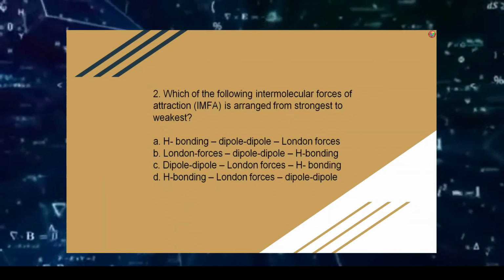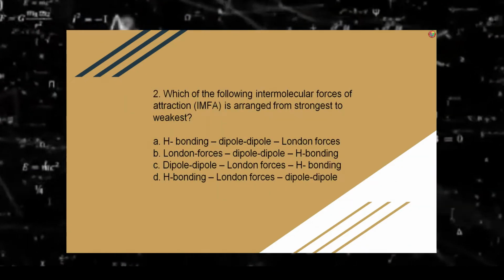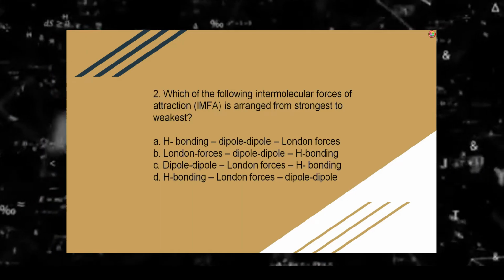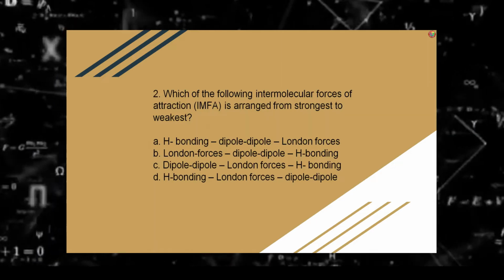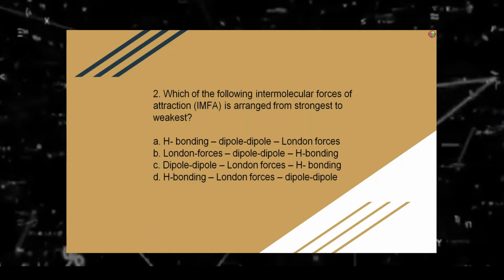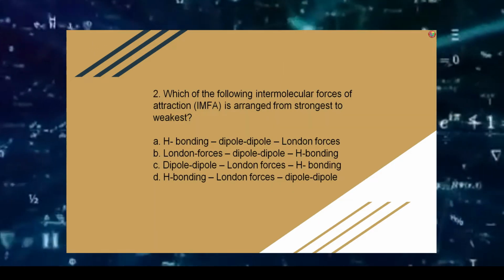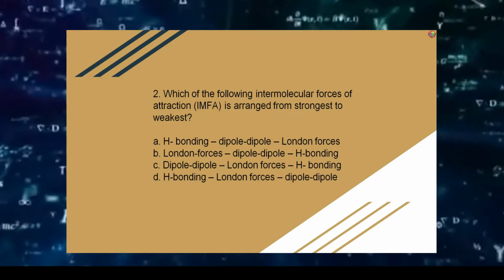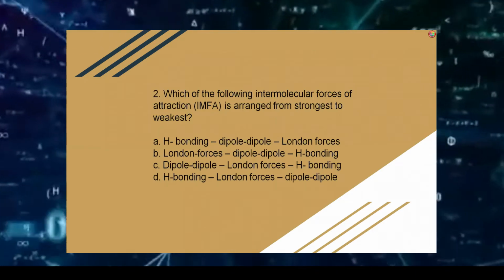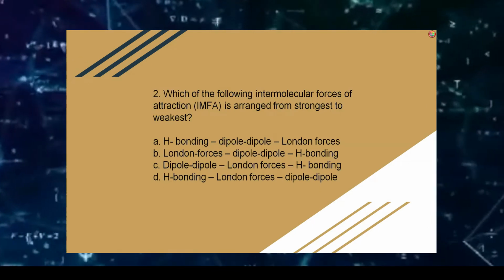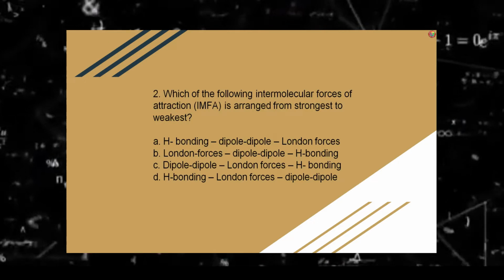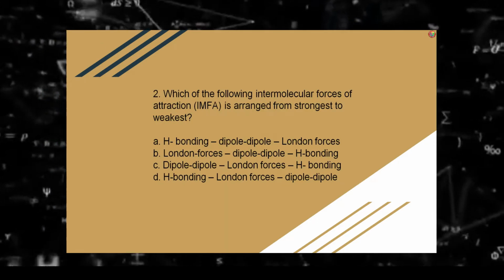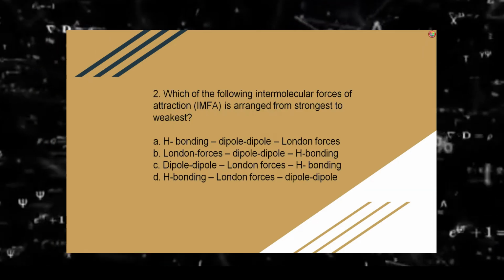2. Which of the following intermolecular forces of attraction, or IMFA, is arranged from strongest to weakest? A. H bonding, dipole-dipole, London forces. B. London forces, dipole-dipole, H bonding. C. Dipole-dipole, London forces, H bonding. D. London forces, H bonding, dipole-dipole. The answer is letter A.